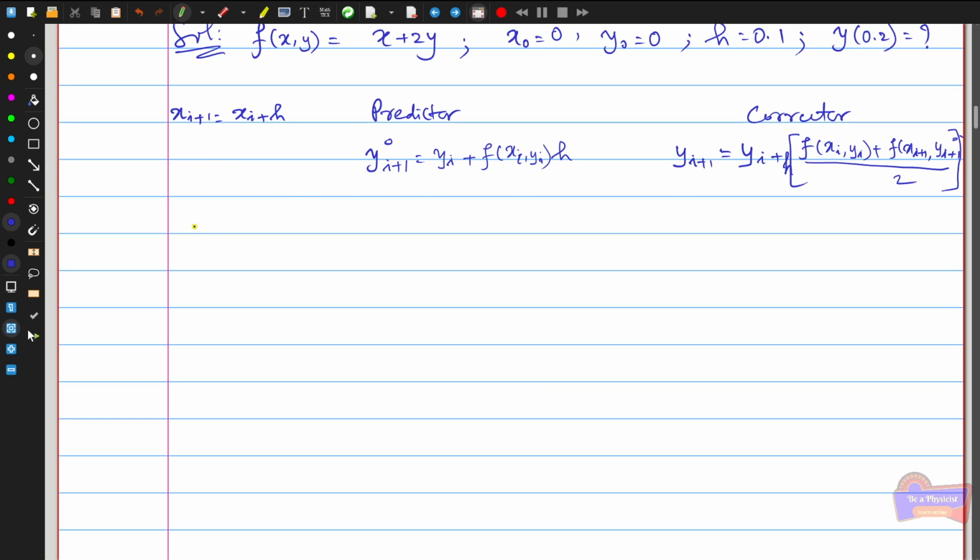So we know the initial values: at x equal to 0, we have y of 0 equal to 0. This is the first value which we already know, the initial conditions. So using these initial conditions, we are estimating the predictor-corrector method for y of 0.2. So you are going to find x of 1, which is x of 0, that is 0, plus h, the h value is 0.1, so that the value of x1 is equal to 0.1.